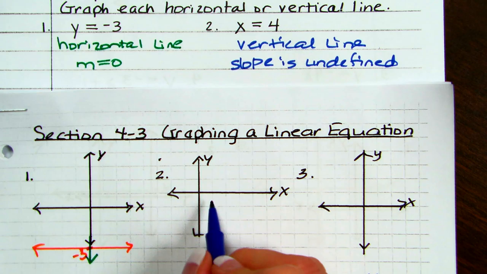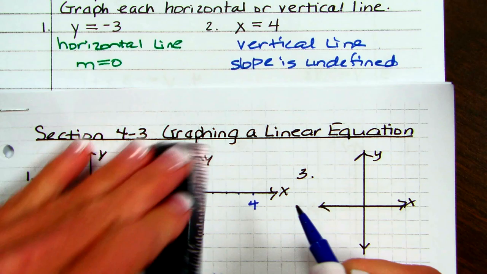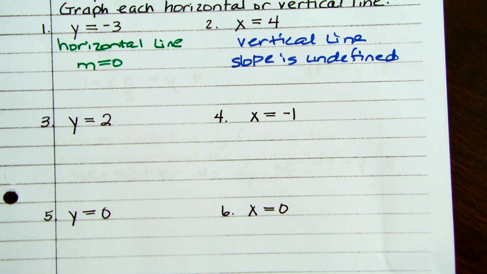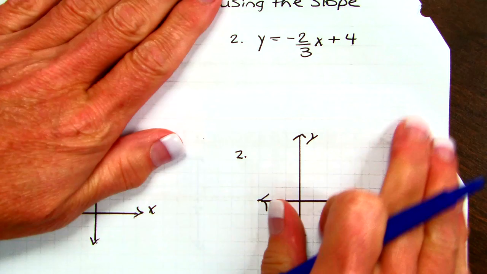To graph x equals 4, that means it's crossing the x-axis, so that is a vertical line. And a vertical line, you know, has a slope that's undefined. And so to graph a vertical line, you're going to go to the x-axis. You're going to count over 1, 2, 3, 4, because it's x equals 4, and draw your vertical line. And there's the graph. So that's pretty much all you do for when it's just y equals a number and just x equals a number. It's either a horizontal line or a vertical line.